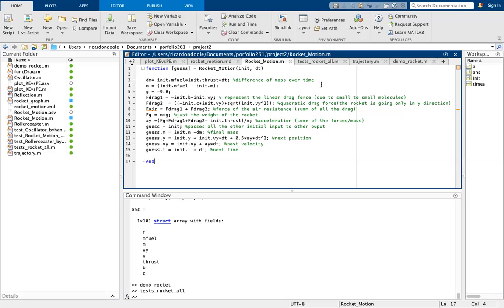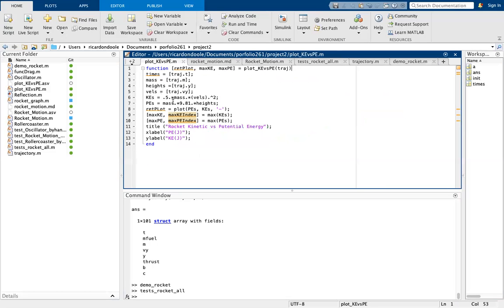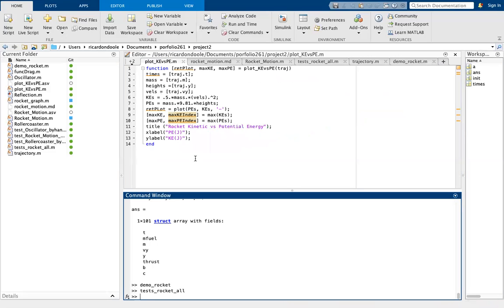I'll go ahead and show you guys my rocket motion, how I plot them. This is the function I use just to plot them. If I go ahead and just show you guys how it works, I didn't put an output. I didn't put any input.